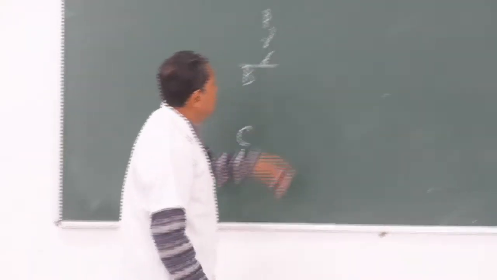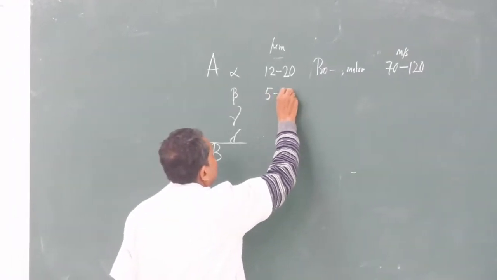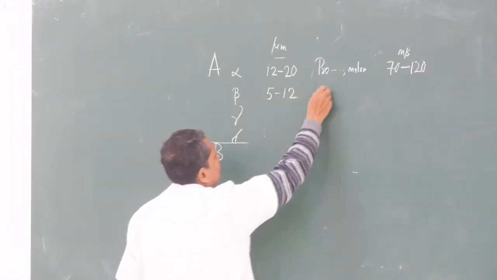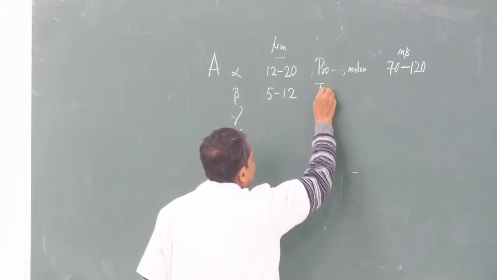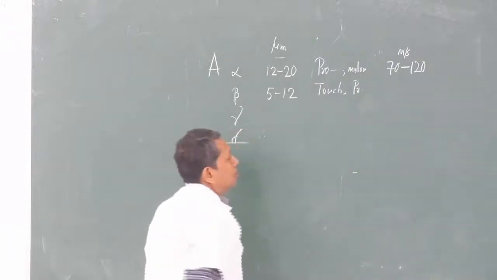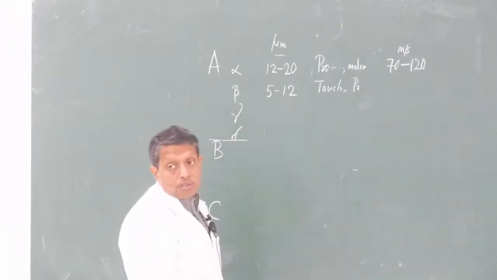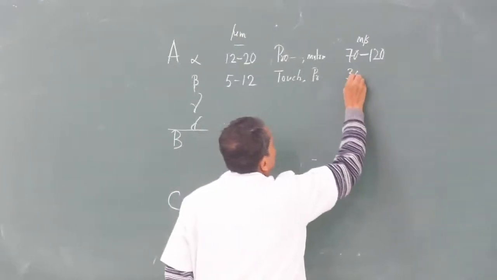Beta is also fast. Suppose 5 to 12 micrometers, fine touch, pressure, these types of functions it can do. And suppose 30 to 70 meters per second.